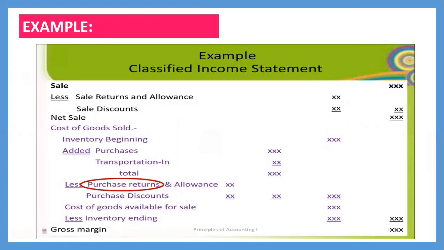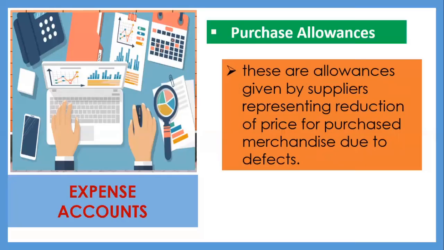It will be deducted from your purchases and beginning inventory. Okay, next we have purchase allowances. These are allowances given by suppliers representing a reduction of price for purchased merchandise due to defects. Now, earlier we discussed sales allowances.